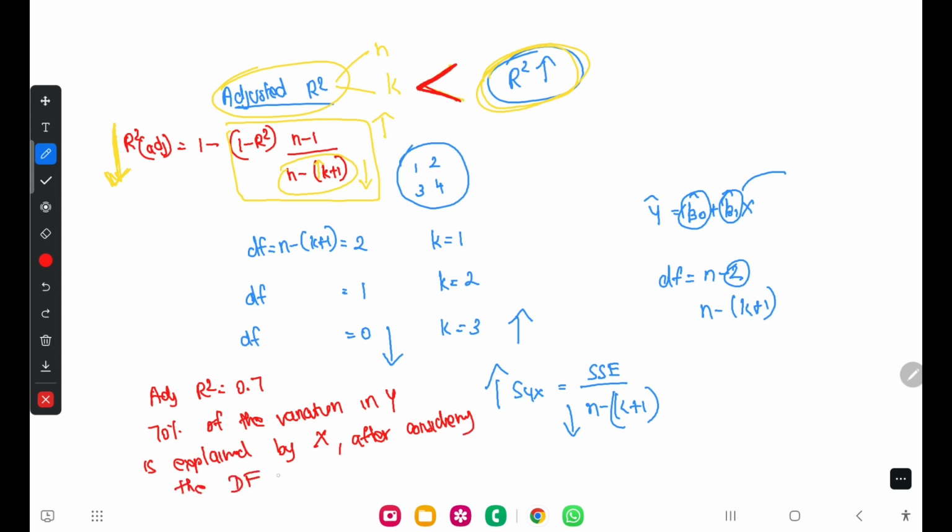So in your degrees of freedom, what do you have? You have sample size n and you have the number of independent variables also. These two are considered. What is n? The sample size, and k is the number of independent variables. Alright, so this is basically it.